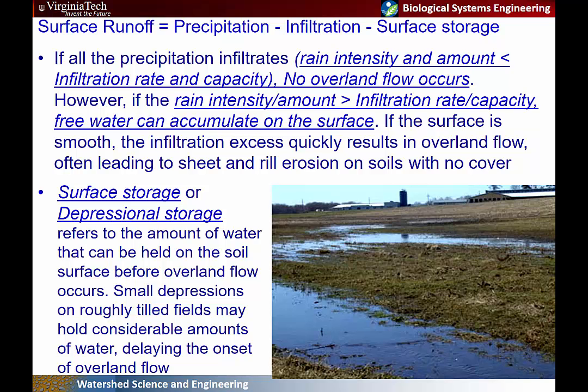And so if the surface is smooth, the infiltration excess quickly results in overland flow, which can lead to sheet and rill erosion on those low cover soils I just mentioned previously.